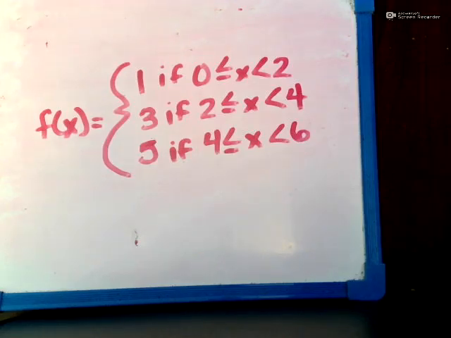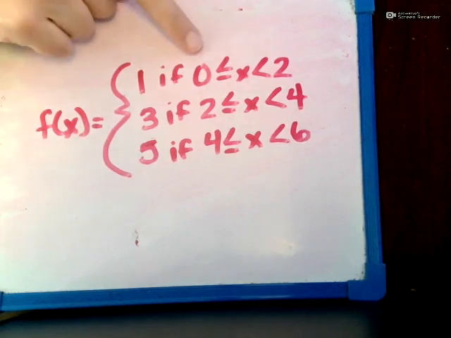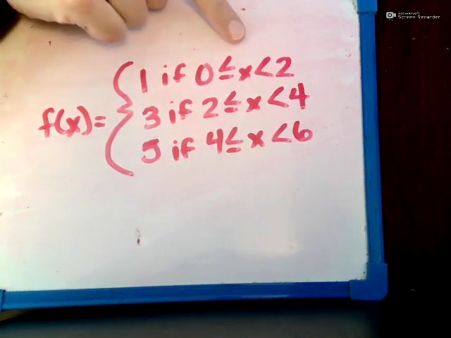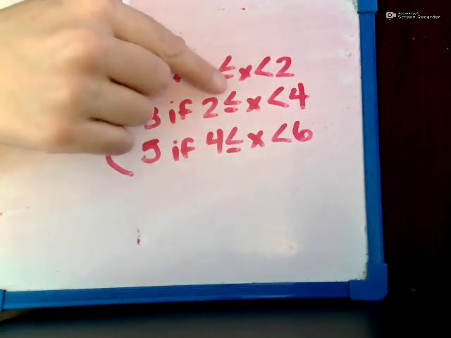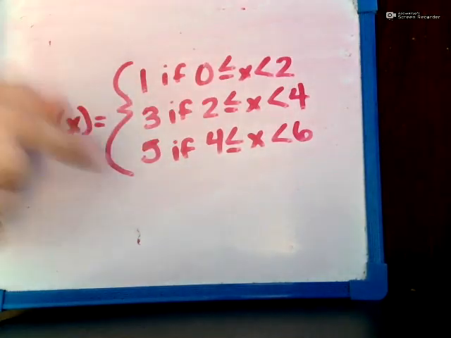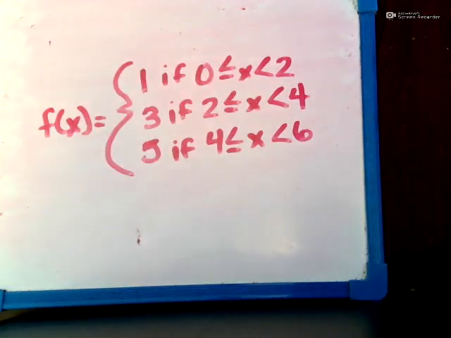Okay, this is an example of a step function. So f of x equals 1 if 0 is less than or equal to x less than 2, 3 if 2 is less than or equal to x less than 4, 5 if 4 is less than or equal to x less than 6.